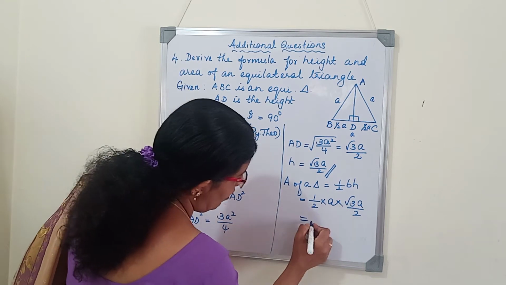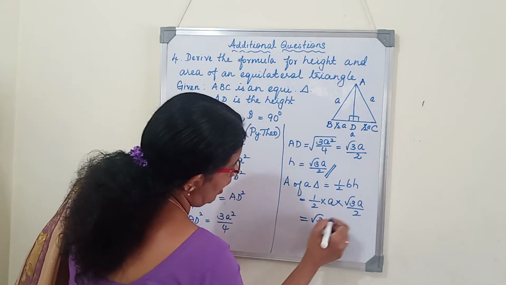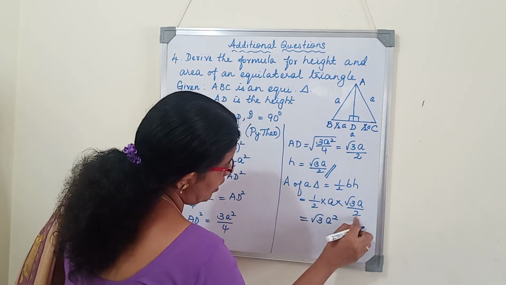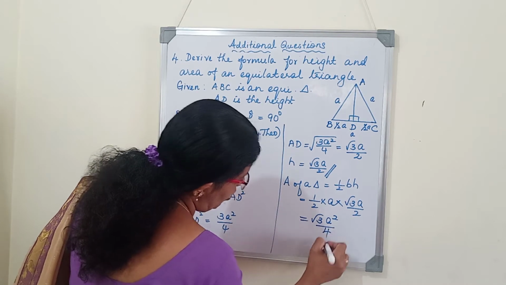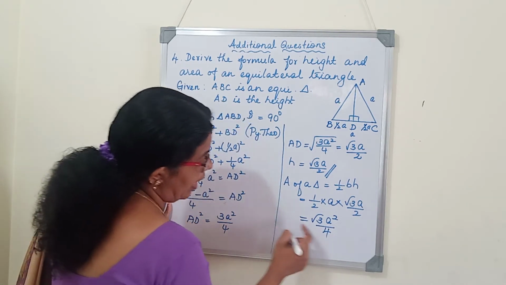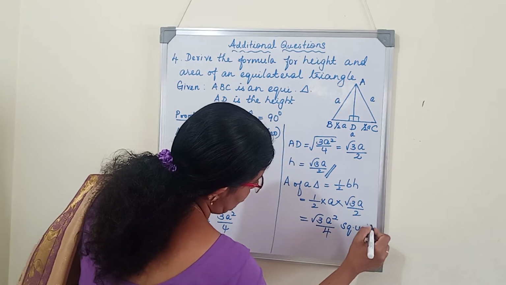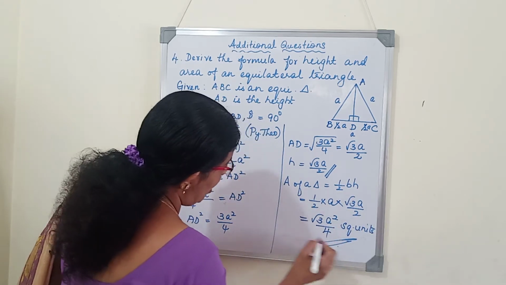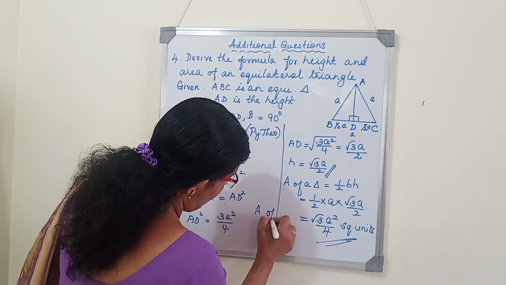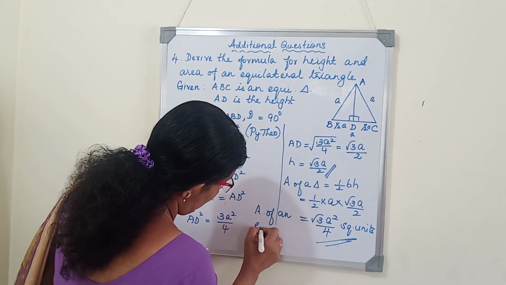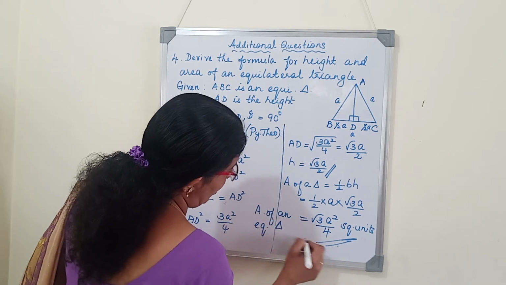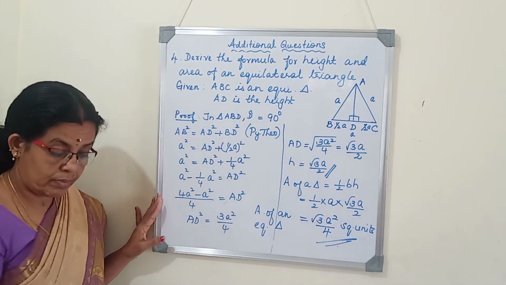Now root 3 we write first, then A into A is A square, and the denominator is 2 into 2, which is 4. So the area of an equilateral triangle is root 3A square by 4 square units.